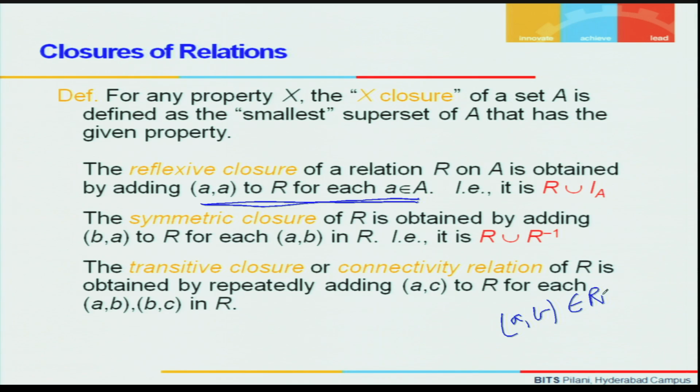Similarly, transitive. We say a relation is transitive if (a, b) and (b, c) belong to R, then (a, c) is also there in R. But given a relation, we don't know whether it is transitive or not. What does it mean? Given a relation, you can have tuples like (a, b) and (b, c) in R but (a, c) is not there in R. Such a relation cannot afford to be a transitive relation. You keep adding (a, c) whenever (a, b) and (b, c) are there in R. You keep adding these tuples.